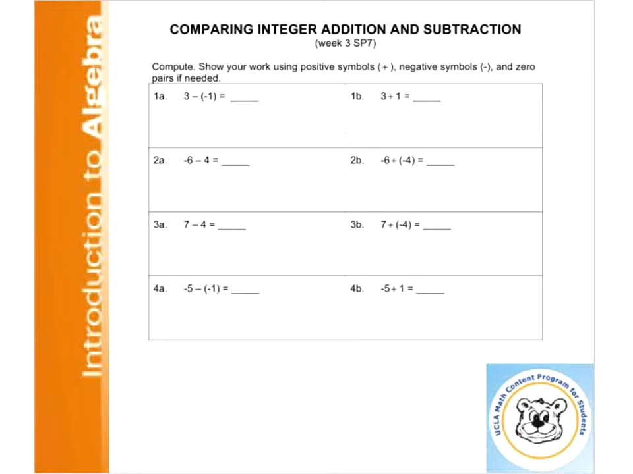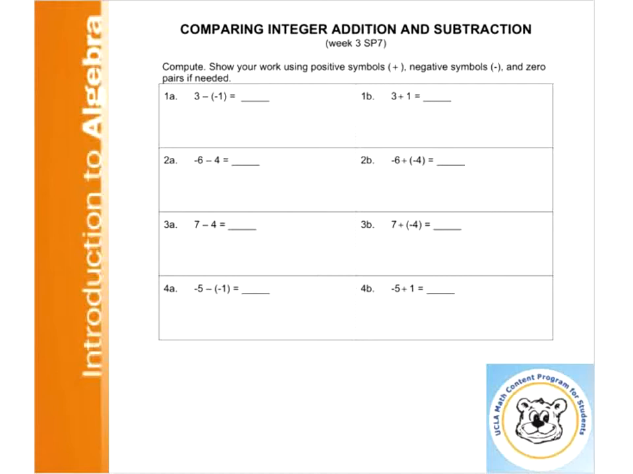This is from week 3, SP7. Now on this page, we want the students to see the connection between addition and subtraction of integers. So look at 1A and 1B. Then take a couple moments to do maybe 1A, 1B, 2A, and 2B. Let's go ahead and do those together.